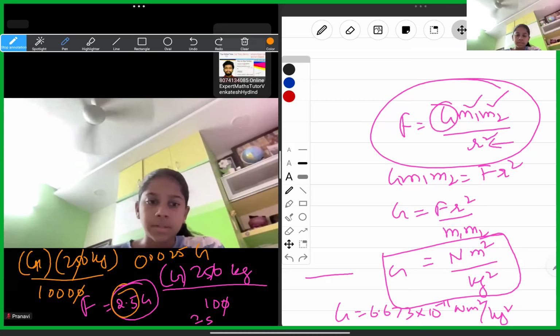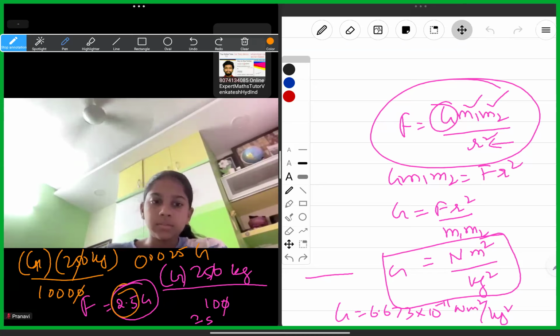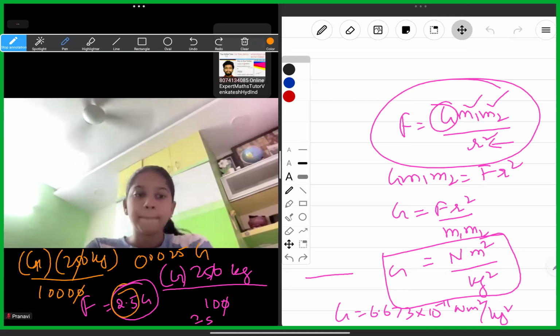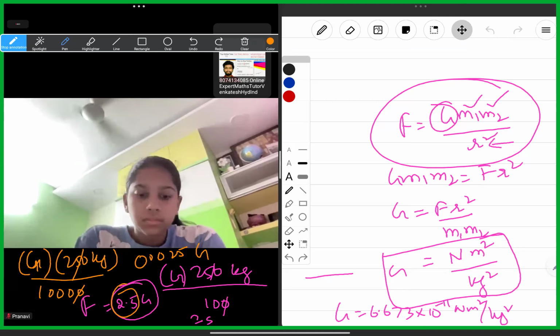2.5 is bigger. Yes, Pranavi. Means 0.025 is a very small value. When you multiply that with G also, 2.5 G is definitely bigger than 0.025 into G, because 0.025 is less.